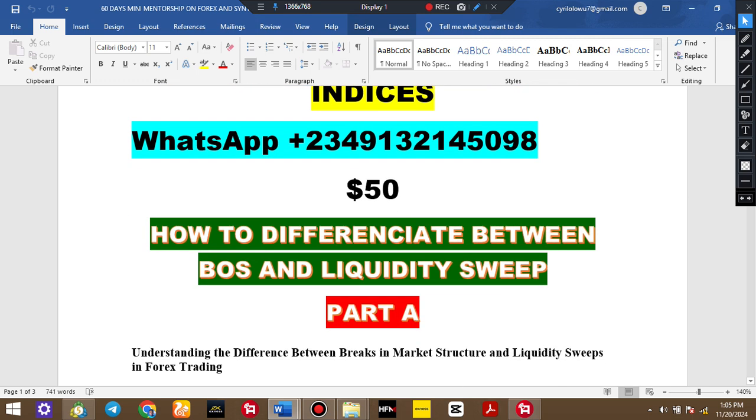Exactly. So now please watch out for part B, where we are going to be talking about the practical aspect, where you are going to see all these things explained in a real life chart, so that you can be able to identify them when you approach your chart next time.